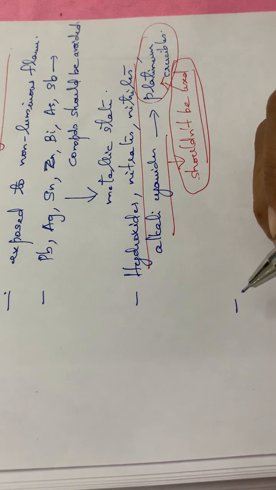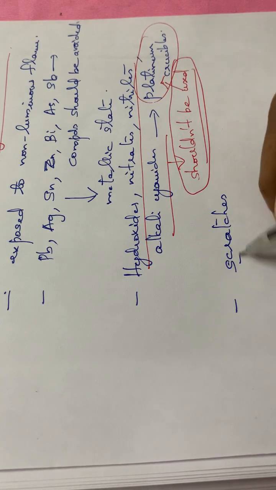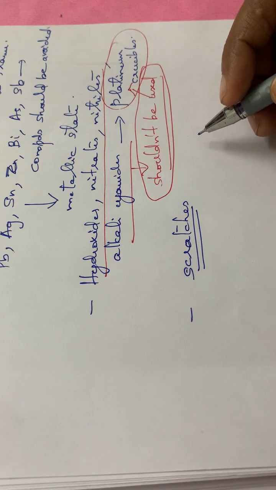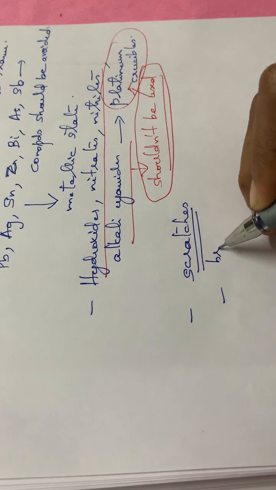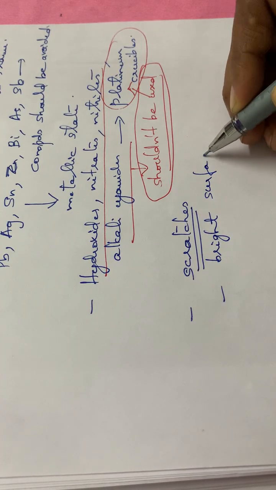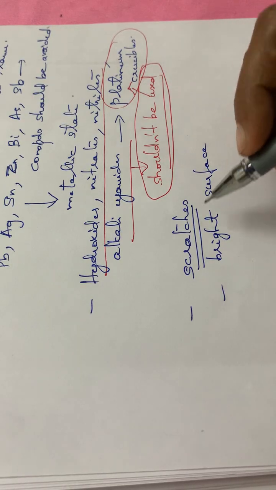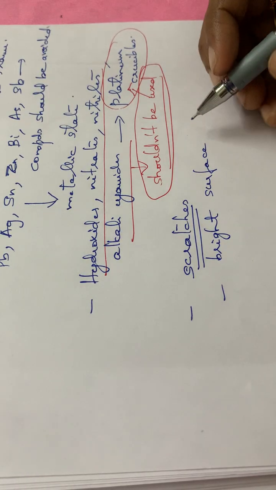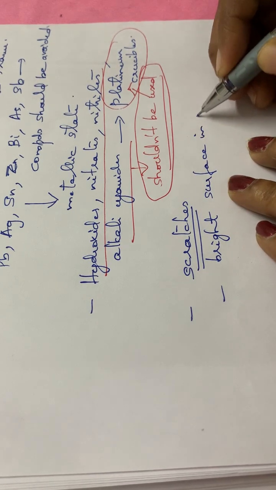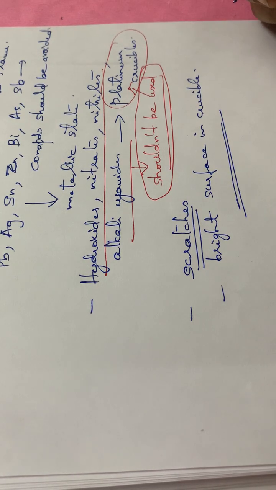And also there should not be any scratches in the crucible. We have to keep it safe. It should be prevented from scratches. And also a bright surface should be maintained in the crucible. That is, after doing a particular reaction or after precipitation, we have to clean it thoroughly, free of scratches. And we should maintain a bright surface in the crucible.